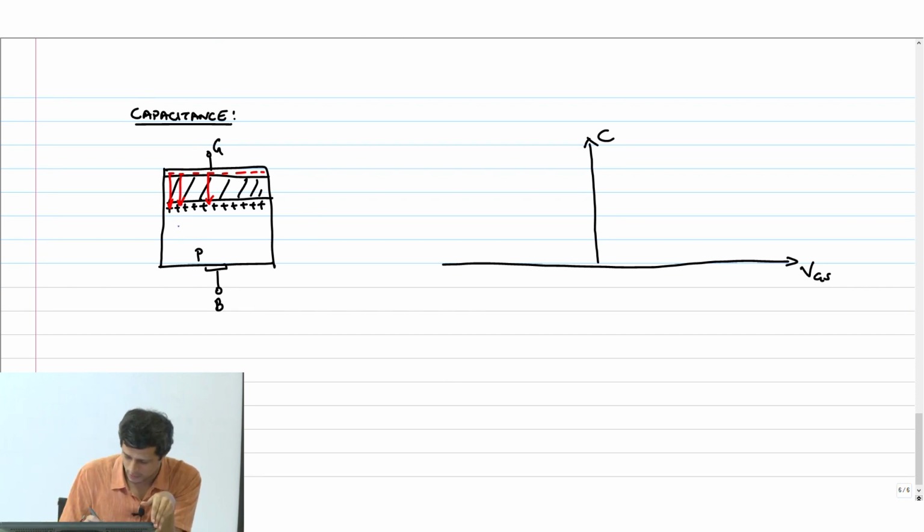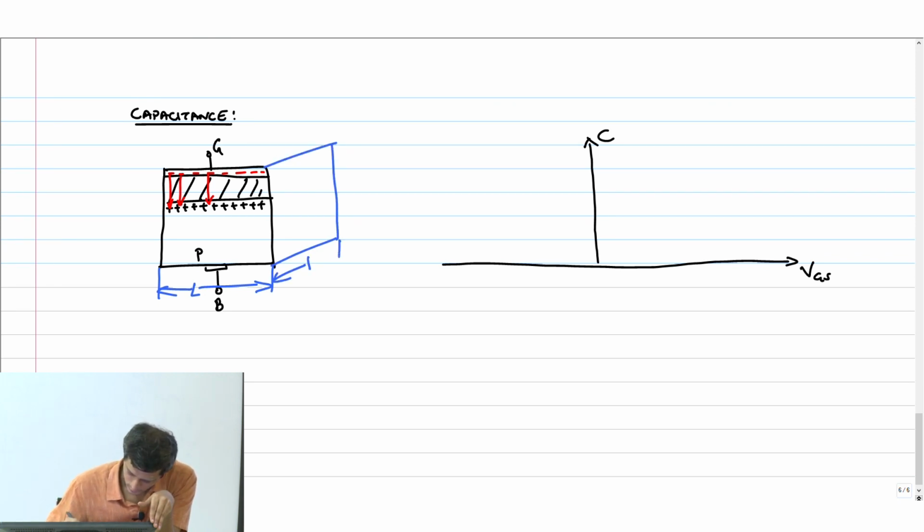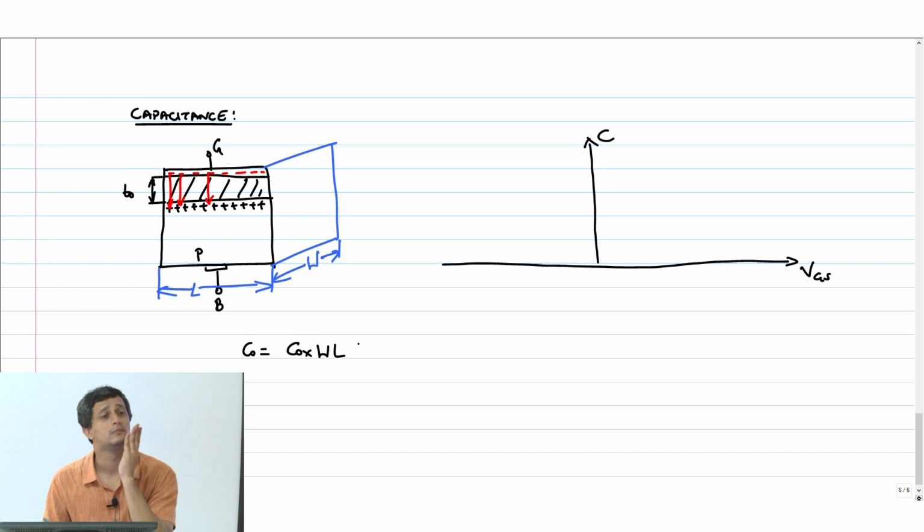So, of course, this is my L. W is into the plane. And this is my Tox. So, C naught prime was Cox, or let me just call it C naught, Cox into W into L, correct? So, this capacitance will just look like this.